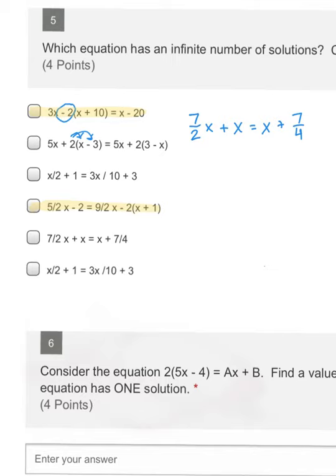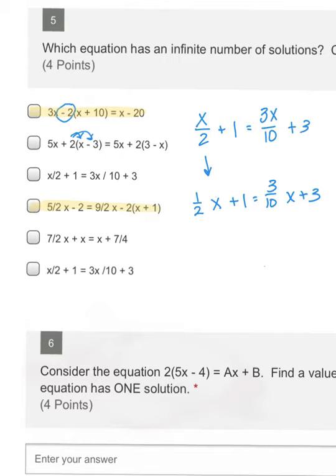Okay, so we have another one with a fraction. This one is actually going to be pretty easy. If you notice 7/2 x, well, that's already more than 1, right? That's like 3.5 plus another x, that's 4.5 x, 4.5 x's, and we only have one x on the right. So there's no way that these variables are going to eliminate. Therefore, it would only be one solution.